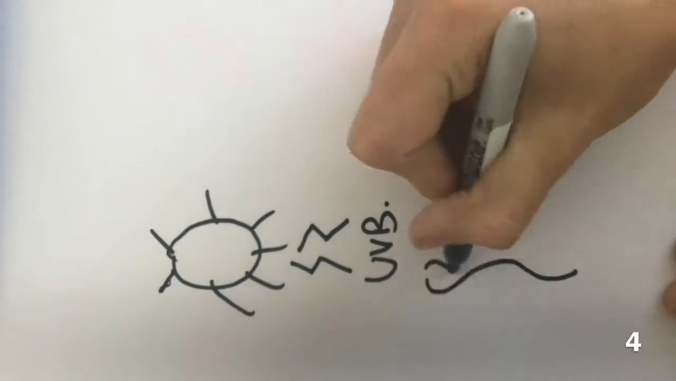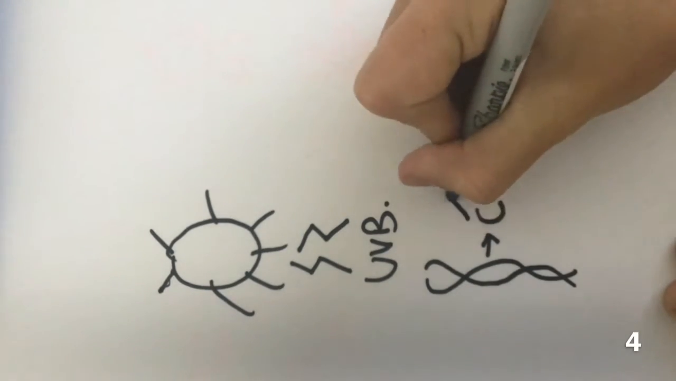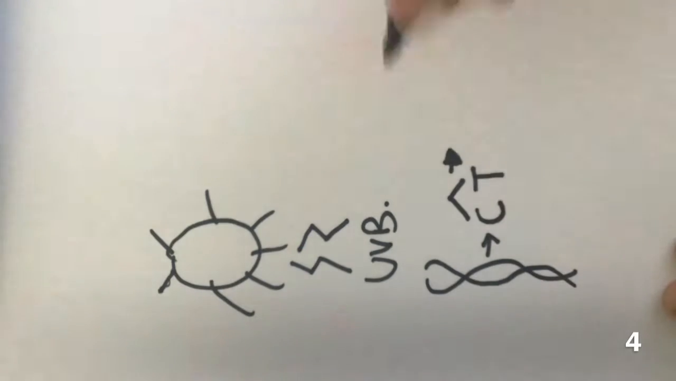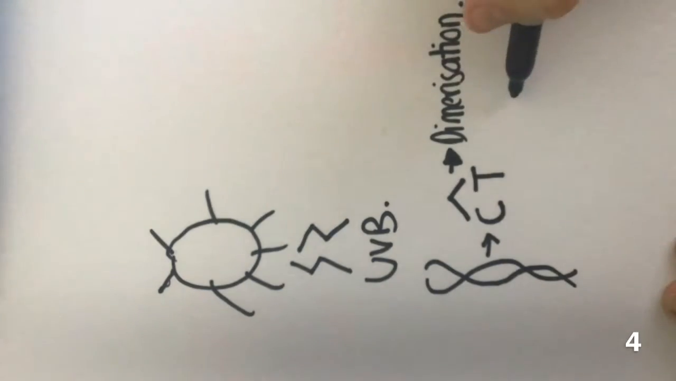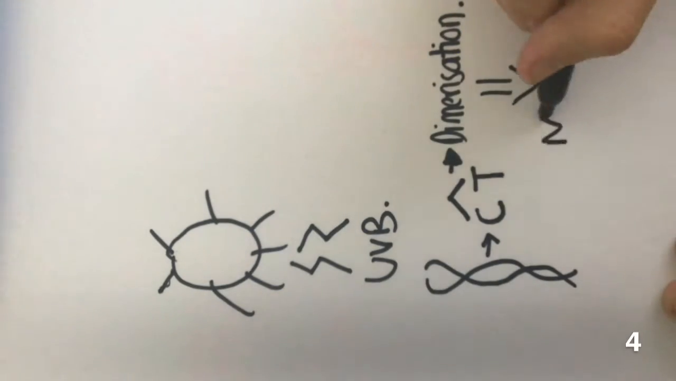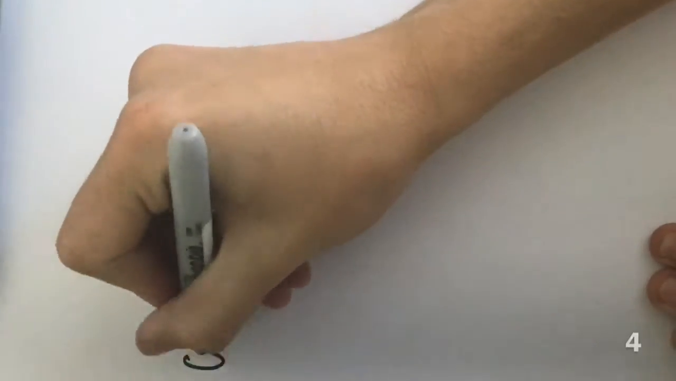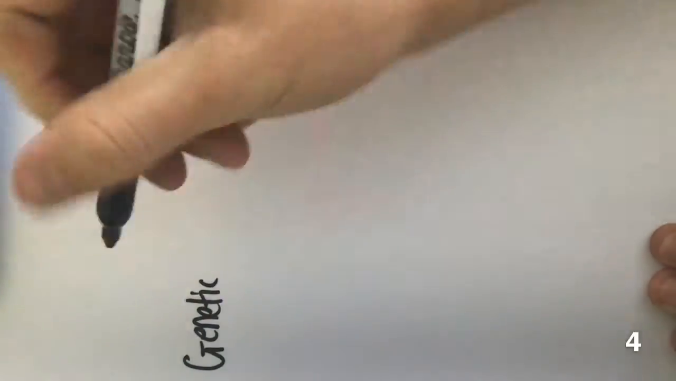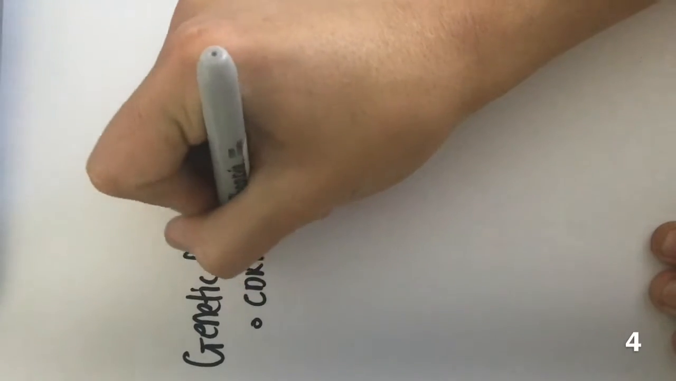UV light, particularly UVB, the most carcinogenic, causes the formation of pyrimidine dimers between adjacent cytosine and thymine bases within the DNA, ultimately causing a mutation. UV exposure, in combination with genetic predispositions, increases the risk of developing melanoma. 25 to 50% of people with a family history of melanoma have a mutation in the CDKN2A tumor suppressor gene, which results in uncontrolled melanocyte proliferation.